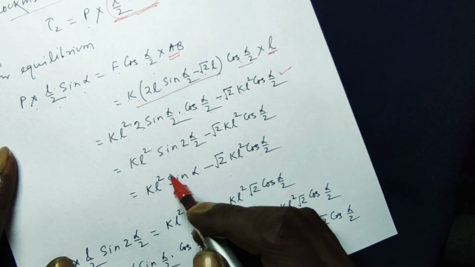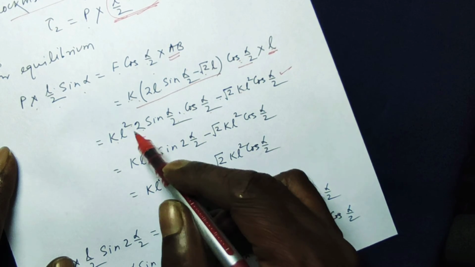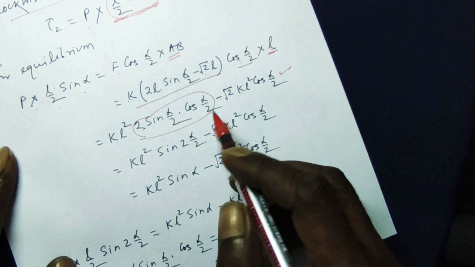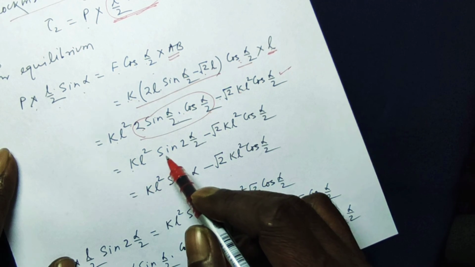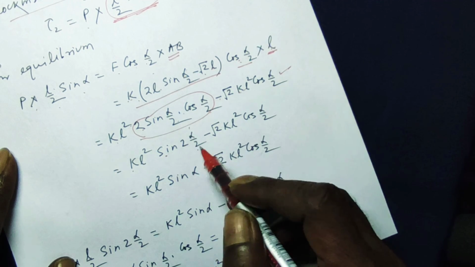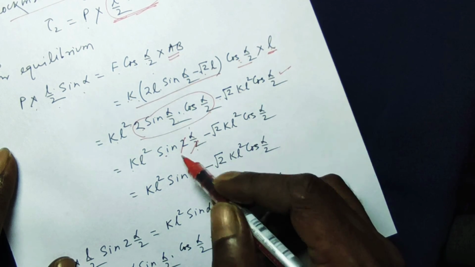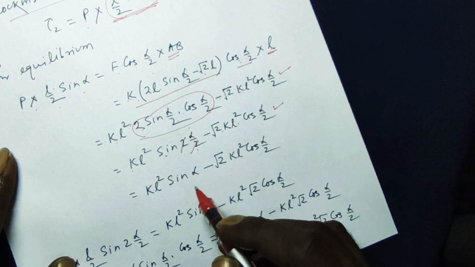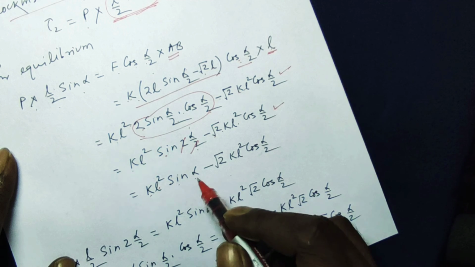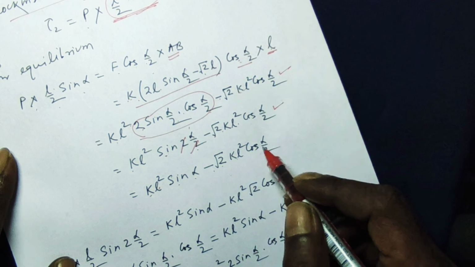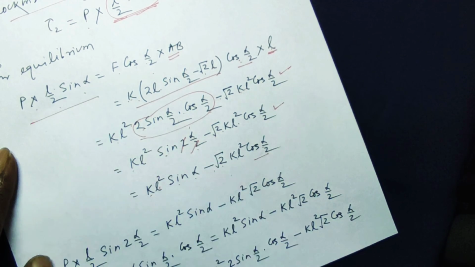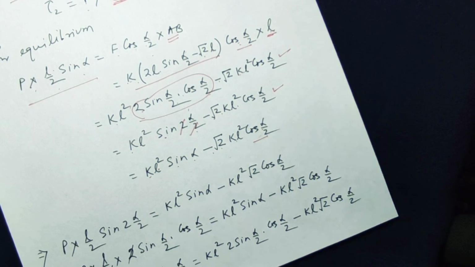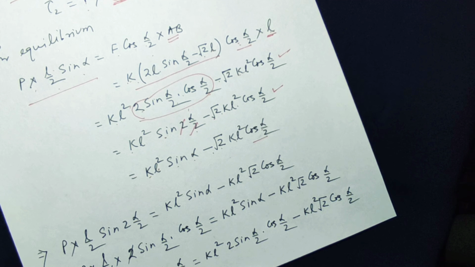So this becomes, now look at this part, 2 sin theta cos theta formula. So KL square sine of 2 theta, sine of 2 alpha by 2. So 2 cancels, so minus root 2 KL square cos alpha by 2. So KL square sin alpha minus root 2 KL square cos alpha by 2 is this much. Now I am interested in finding alpha.